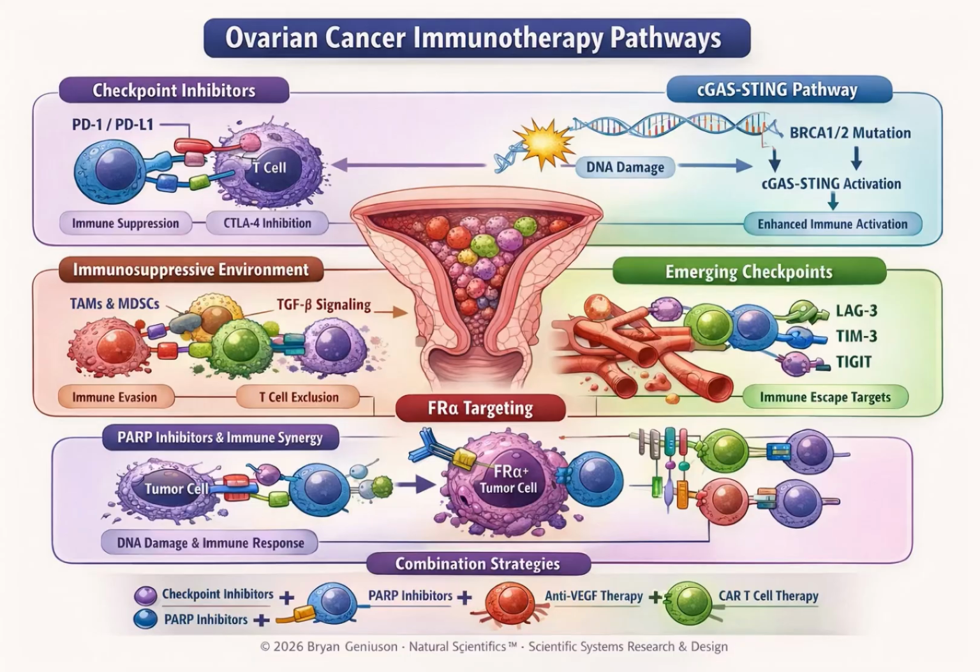Another important biological dimension in ovarian cancer involves genomic instability and DNA repair defects. Many ovarian tumors exhibit homologous recombination deficiency, frequently associated with mutations in the BRCA1 or BRCA2 genes. These defects impair DNA repair and lead to the accumulation of DNA damage.